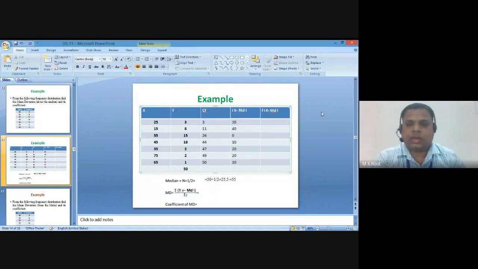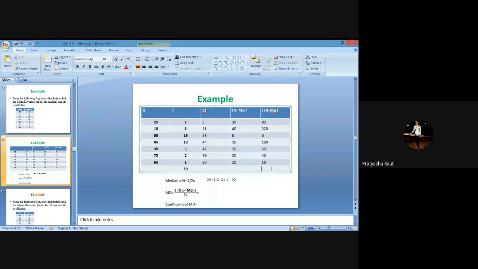3 into 30 equals 90. Moving to the next one, 8 into 40 is 320. Next one is 0, this is 180. This one is 60. 3 into 20, this one is 40. And the last one is 10. Is it clear to all? So what is the sum of the last column? 700.